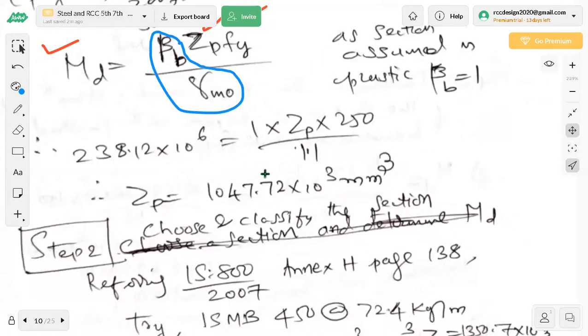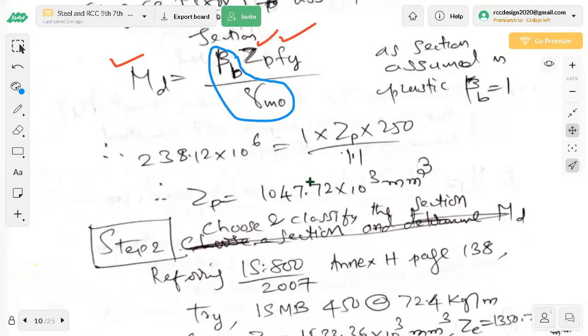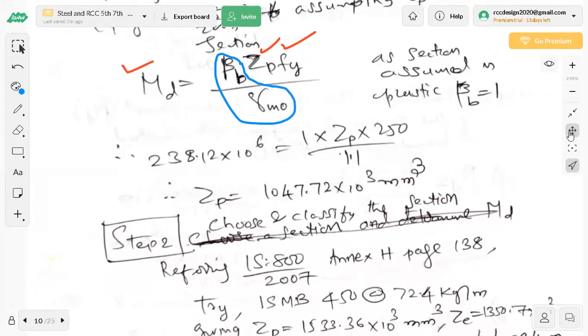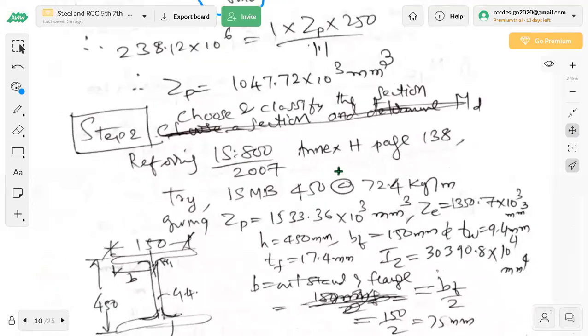From this equation, what I got here, ZP is 1047.72 into 10 raised to 3. Ultimately, you have to find ZP, so start searching in the IS 800. Whichever I section gives you ZP very close to this number or slightly higher than this, that corresponding I section should be selected. Observe what I'm doing here. In step number 1, ZP is calculated. How did I calculate it? I equated moment of resistance with bending moment. In that way, I found out ZP.